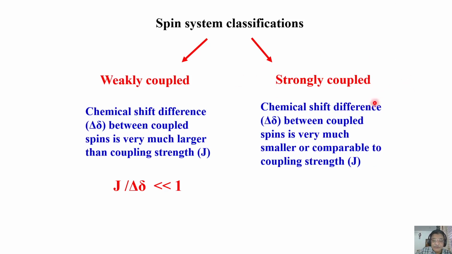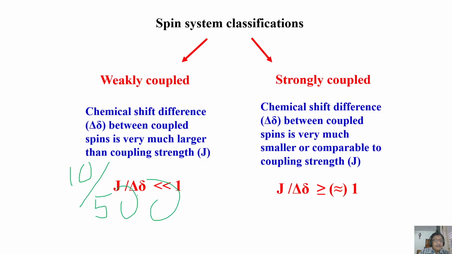I give an example here. Look at this one. If I take J over delta, what is J? J will be about 10 hertz. Take 10 hertz here, divided by a chemical shift separation, let us say 500. What is the ratio now? It is much smaller than 1, right? If you look at it, it's much smaller.